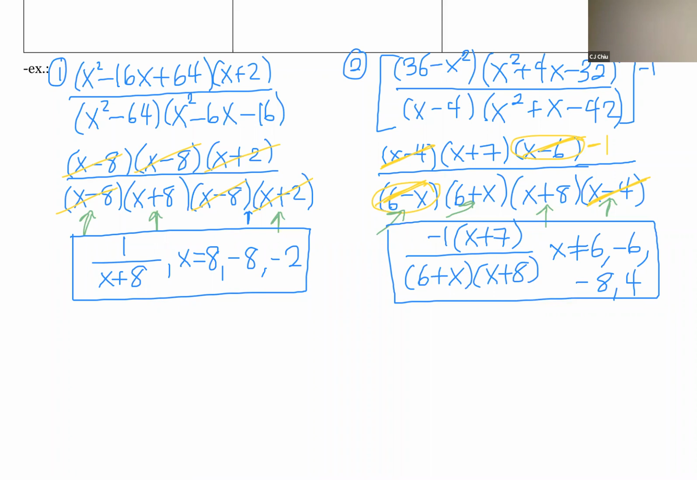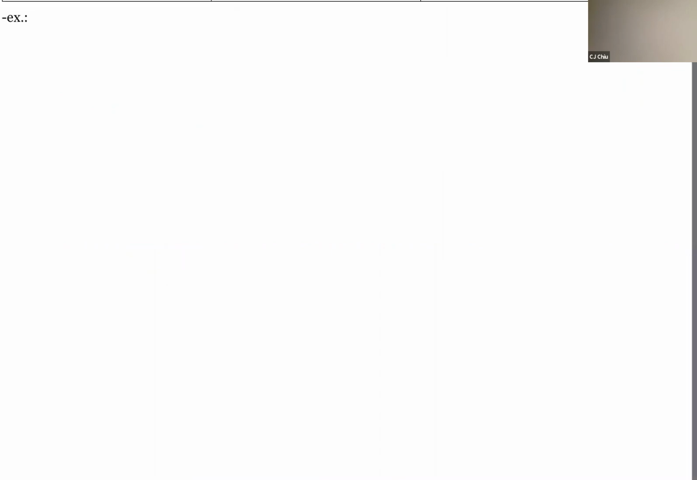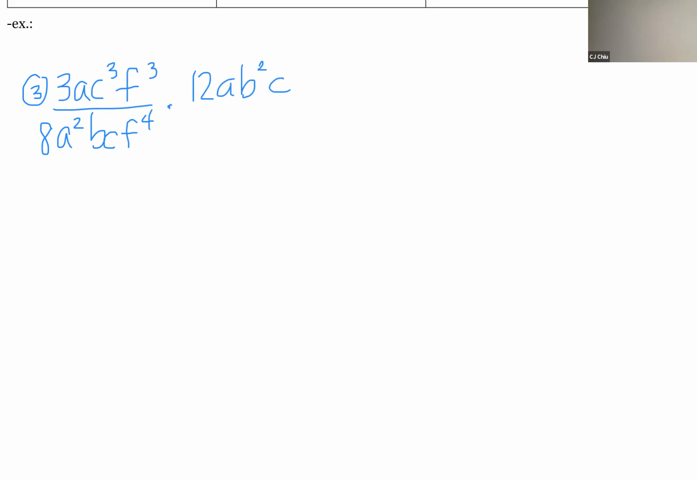Okay, so now a couple more problems. Let's do multiplication. So what if we have 3ac cubed f cubed over 8a squared b c f to the fourth, times 12ab squared c over 18ab cubed c squared f?